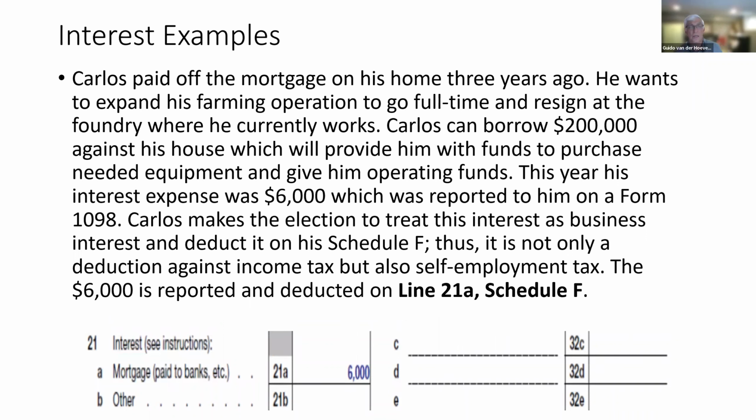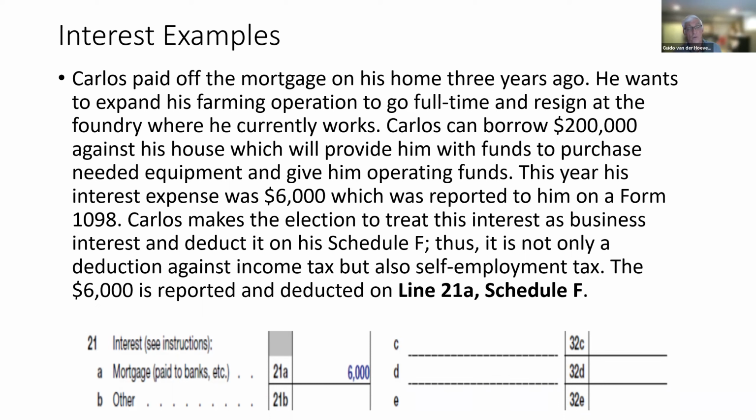Now, here's an option that farmers have available to them, and that is if you've got your home paid off and you want to expand the farming operation, in this case, he wants to go full-time, he could borrow $200,000 against his house, which provides him with funds to purchase the equipment and give him some operating money. And this year, his interest expense is $6,000.